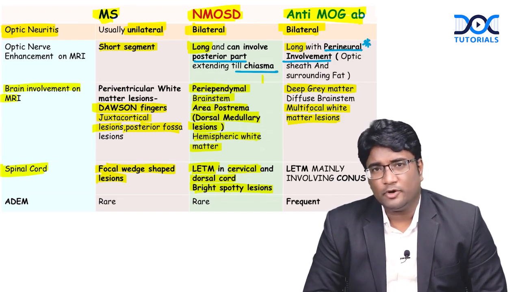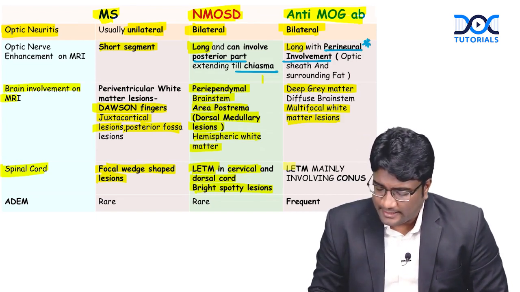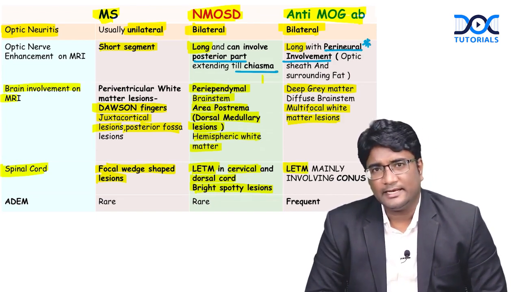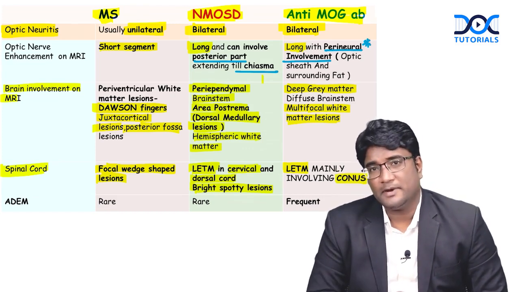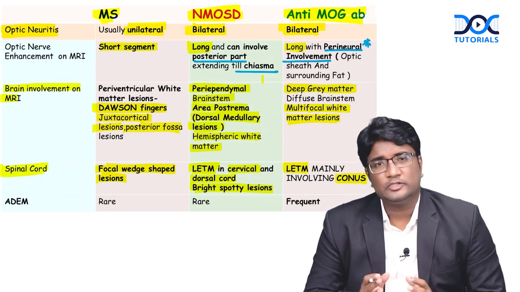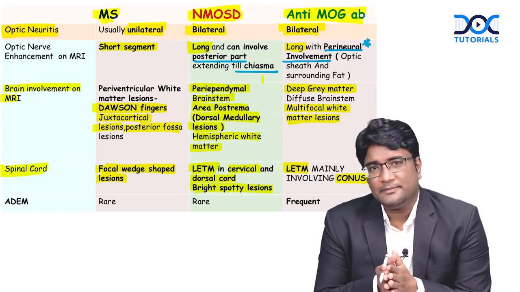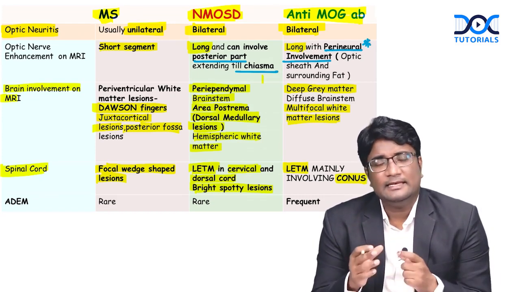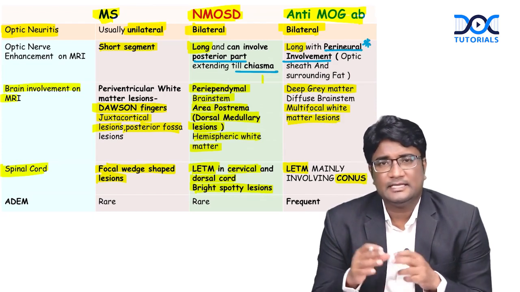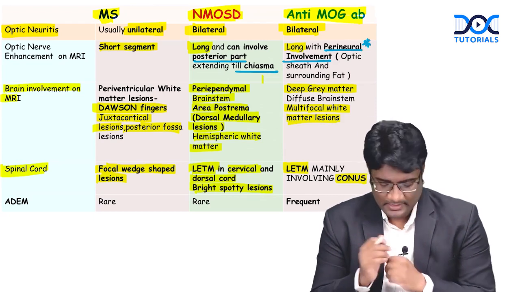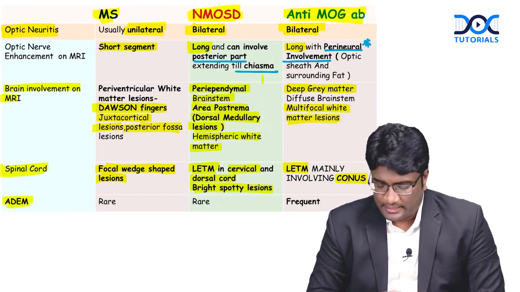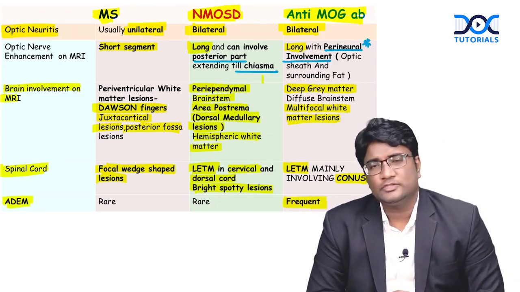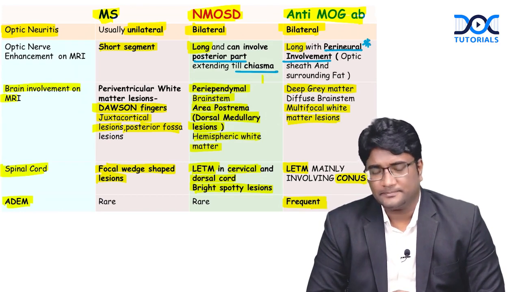Whereas in anti-MOG antibody disease, the involvement in the spine is again a longitudinally extensive transverse myelitis, and the involvement is mainly in the conus part of the spinal cord. You may also see the sagittal line hyperintensity with cloudy enhancement and the H-shaped areas of hyperintensity in the central gray matter. ADEM, acute disseminated encephalomyelitis, is more frequently seen associated with anti-MOG antibody disease.